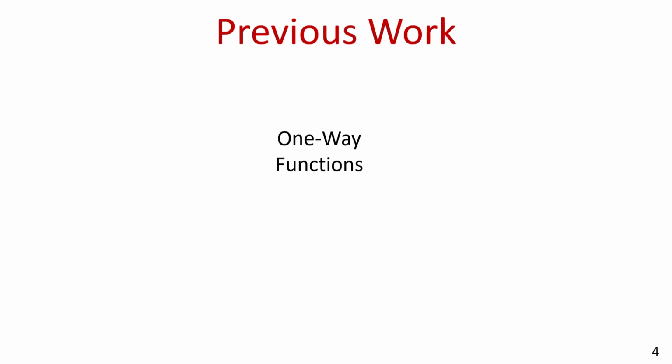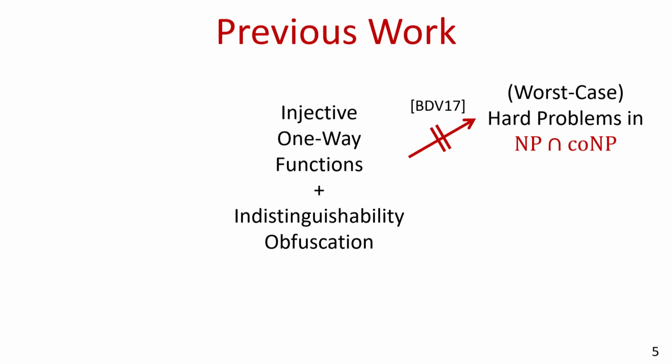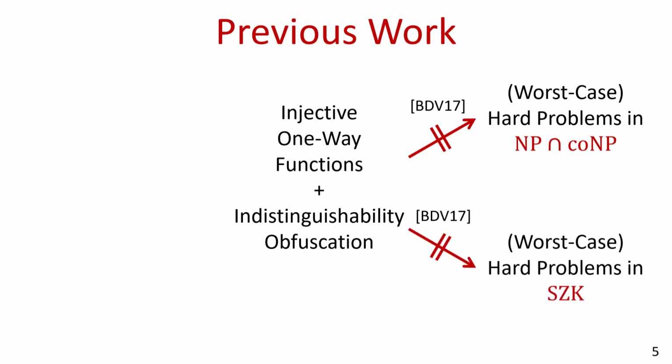First, for one-way functions, already in '88, Rudich showed that they do not imply the existence of any hard problem in NP intersect coNP in a black box way. More recently, Bitansky, Degwekar, and Vaikuntanathan showed that even injective one-way functions, together with indistinguishability obfuscation, or IO for short, do not imply hard problems in NP intersect coNP in a black box way. They also showed that they do not imply hard problems in statistical zero-knowledge in a black box way.